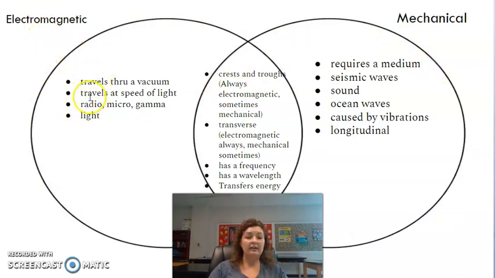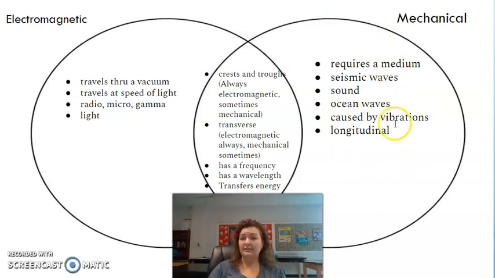Under electromagnetic, you can see they travel through a vacuum, right? Like outer space where there's no medium or no particles, right? They do travel at the speed of light because it is light. Light is an example, and light's even right here. That's an example. Some examples are radio, microwaves, gamma rays, that kind of thing. So those are definitely examples of electromagnetic.